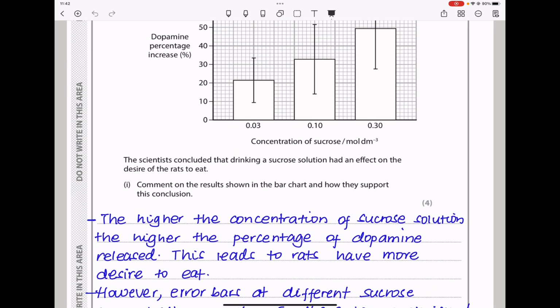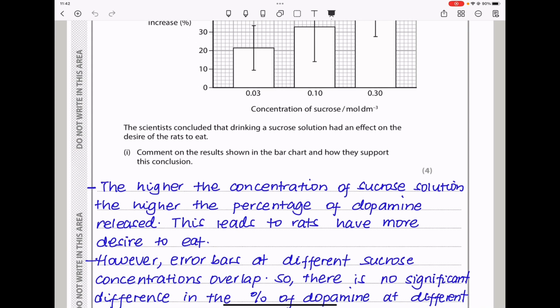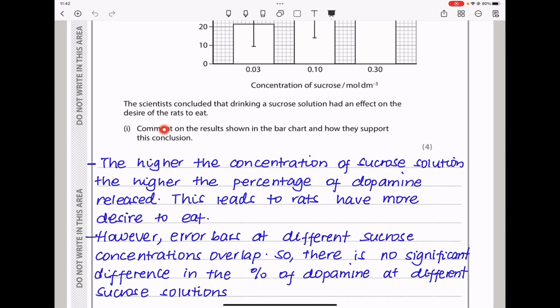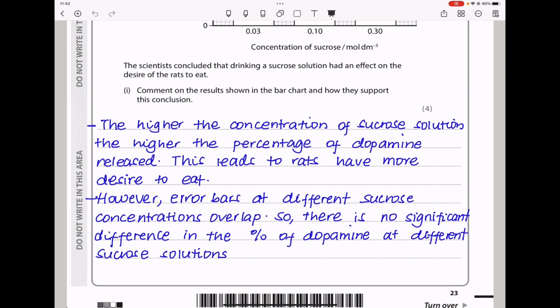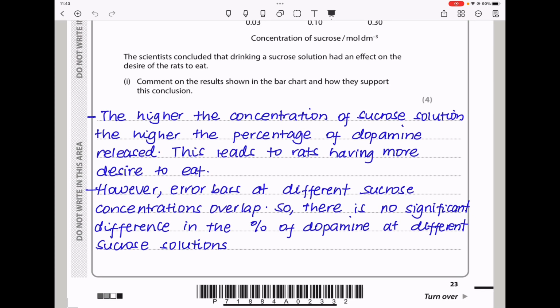So here they say, the scientists concluded that drinking a solution of sucrose had an effect on the desire of the rats to eat. They say comment on the results shown in the bar chart and how they support this conclusion. So again, now to just read what I've explained. The higher the concentration of sucrose solution, the higher the percentage of dopamine released, and this leads to rats having more desire to eat. However, error bars at different sucrose concentrations overlap, so there is no significant difference in the percentage of dopamine produced at different sucrose concentrations.